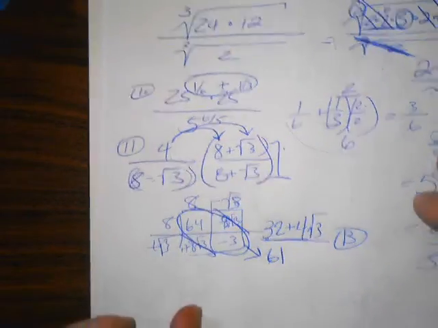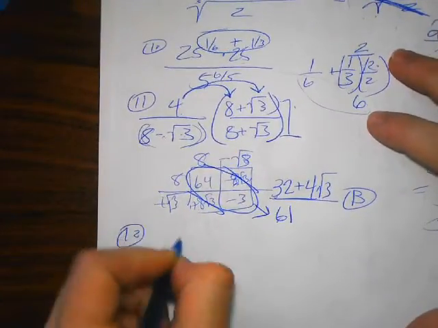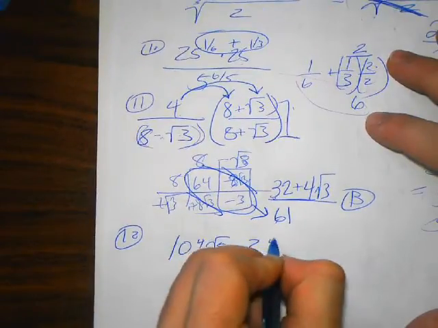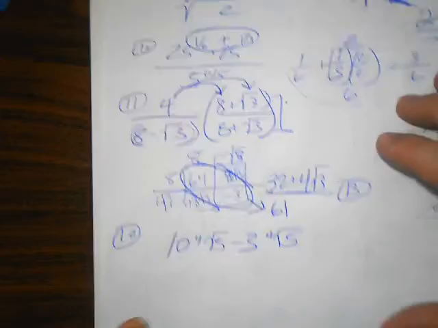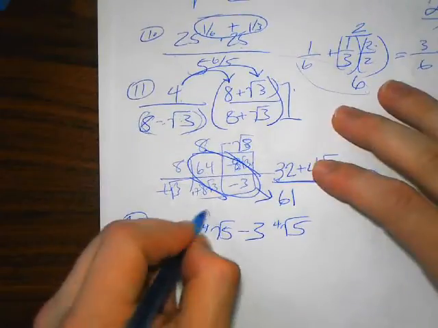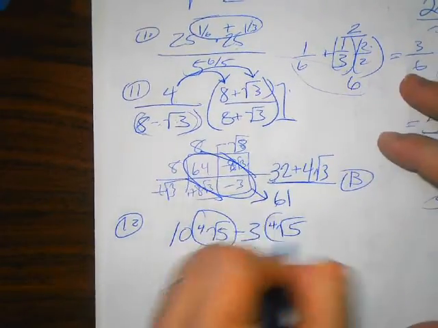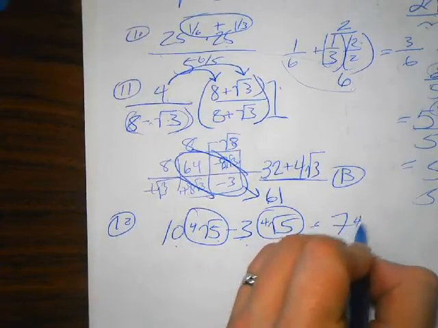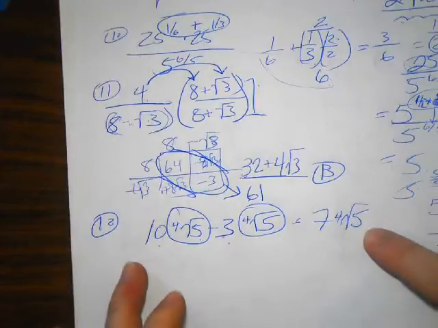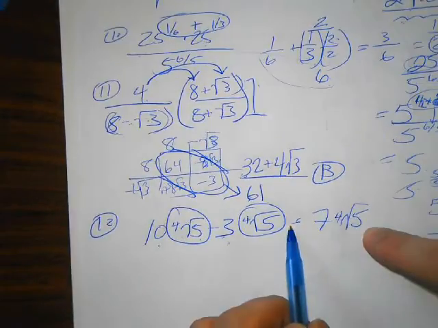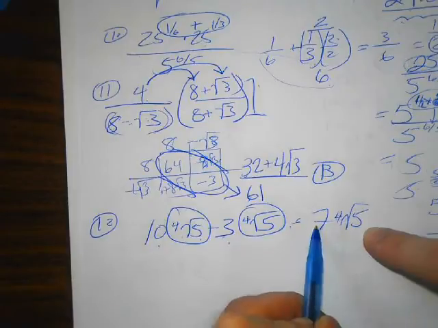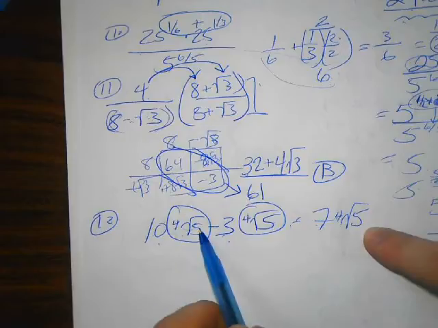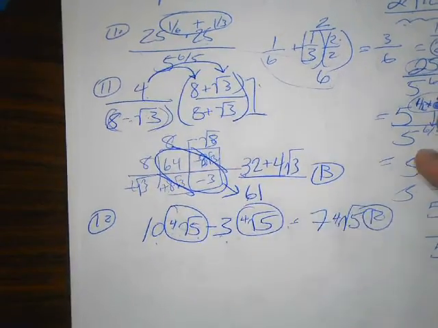Number 12 is going to say 10 fourth roots of 5 minus 3 fourth roots of 5. So this problem is just saying you have 10 of something, and you want to subtract 3 of something. So 10 of something minus 3 of something is 7 of that something. And that's all you would need to write out, is to combine these together. 10 minus 3 is 7, and you're going to have the same family back here. These are like radicals. 7, and then the fourth root of 5 is letter R.